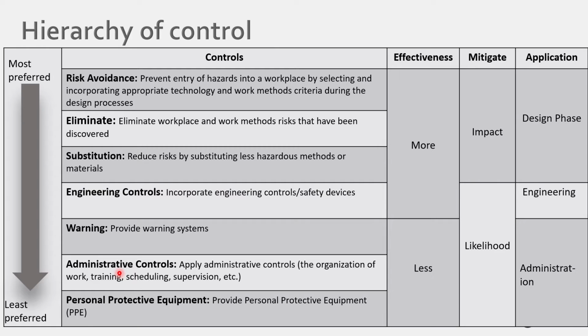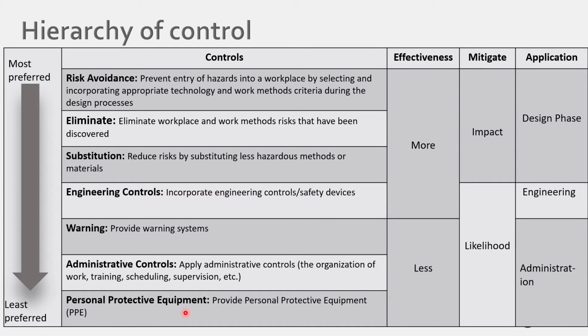The administration control. In administration control, we are going to retrain our people. We are going to have supervision. We are going to have inspections and audits to check the effectiveness of all the control measures in our workplace. Administration control will also reduce the likelihood of the risk. It will not affect the impact of the risk, it will mostly affect the likelihood of the risk.